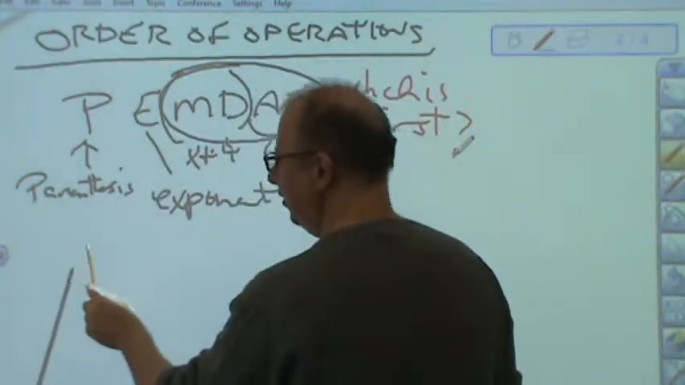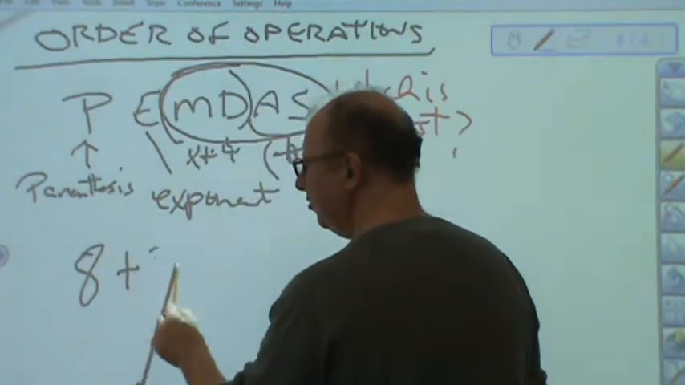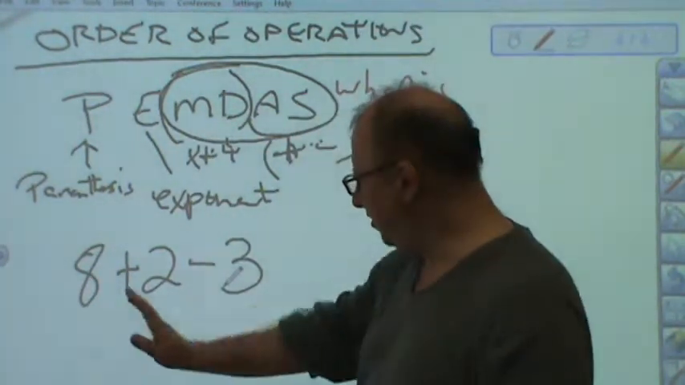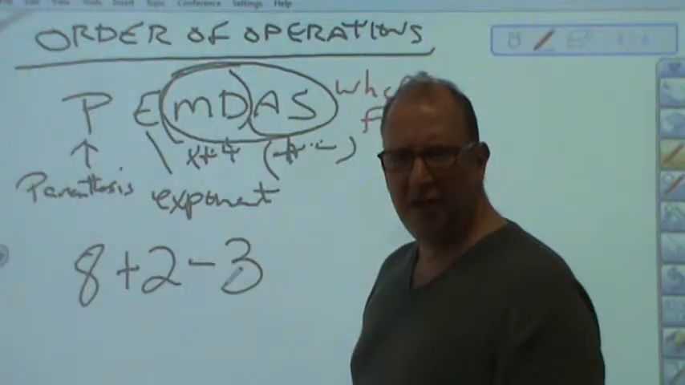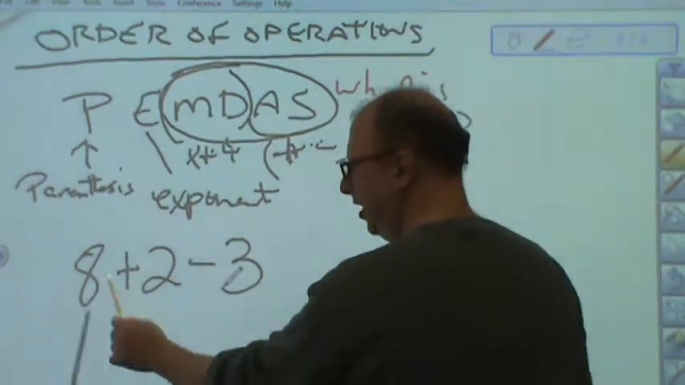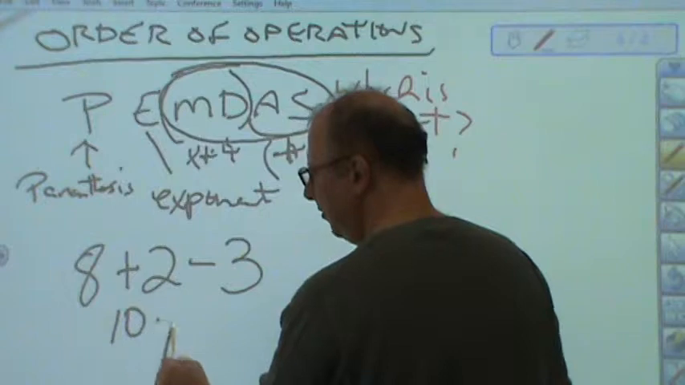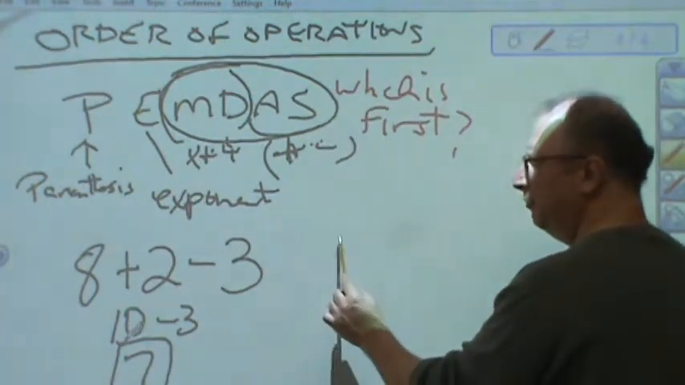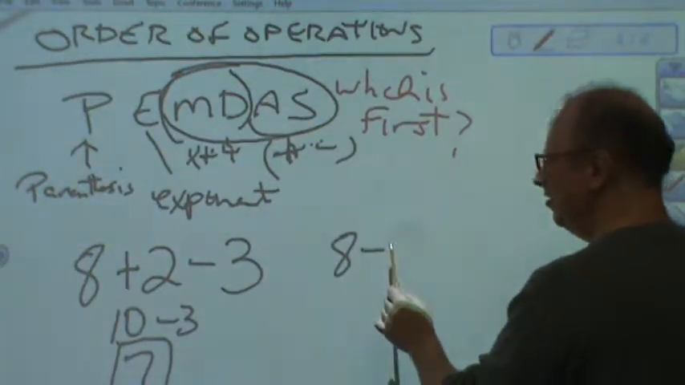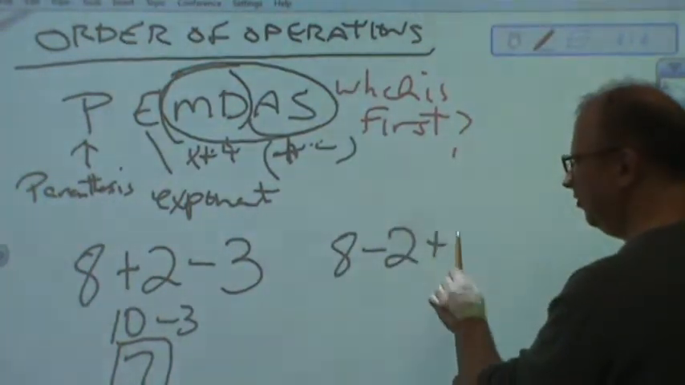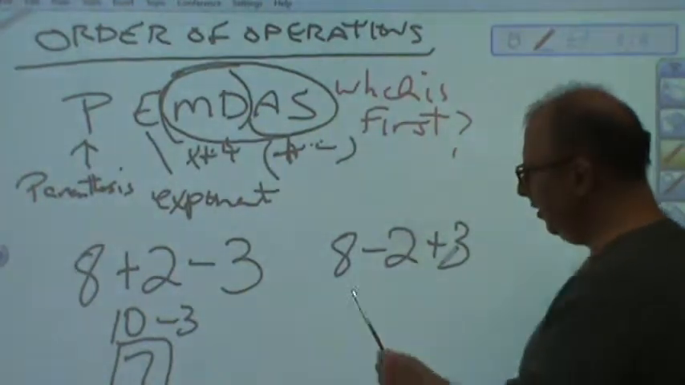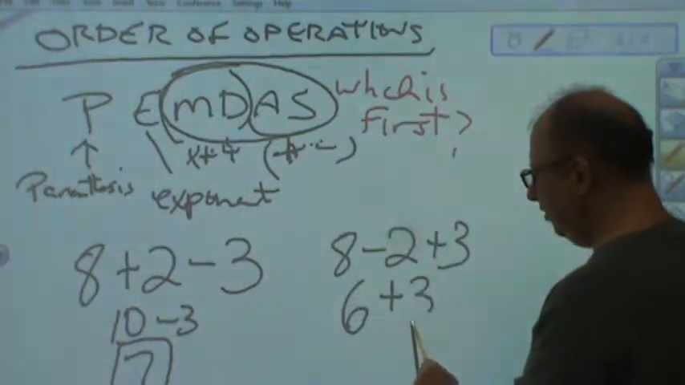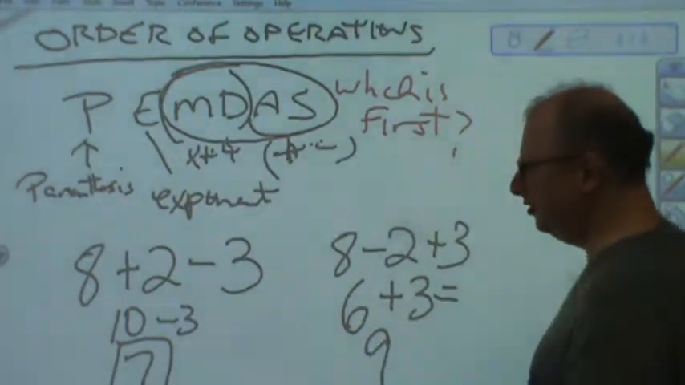Let's say I gave you 8 plus 2 minus 3. Since these are both plus and minuses, let's work from left to right. 8 plus 2 is 10, minus 3 is 7. Let's do it again, but this time, how about 8 minus 2 plus 3? Well, 8 minus 2 is 6, plus 3 is 9.